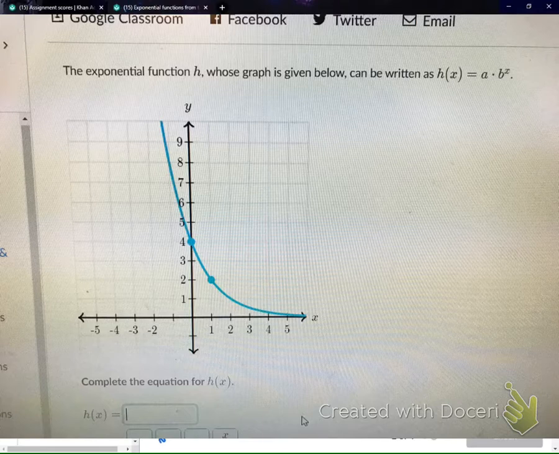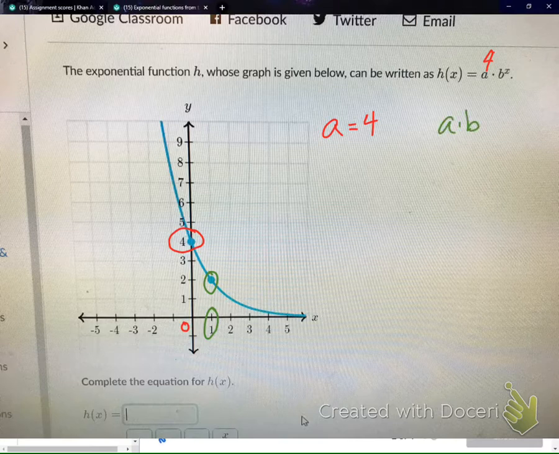Here is another example. I'm going to again start by noting that at a time of 0, when x is 0, we have a starting value of 4. So that tells me my starting value is 4. So I know that much already just by looking at the problem. I can look over at my 1, which is again given very nicely, to see that the y value here is 2, so I know that a times b equals 2.